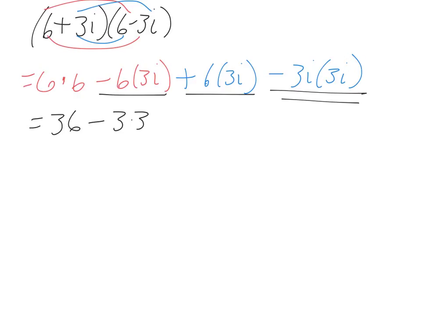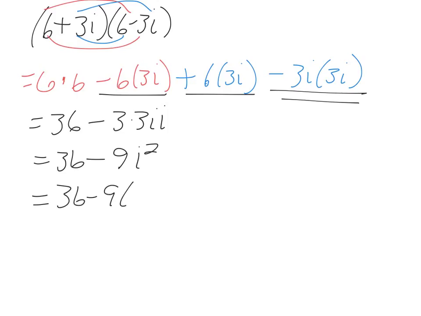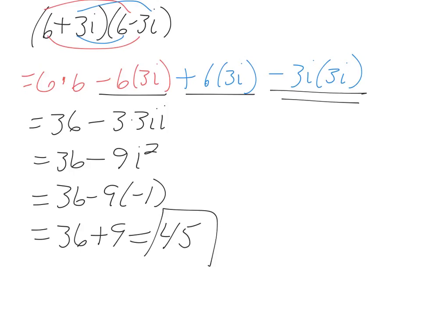Just put like terms together so you can see that it's multiplication there. So then I have 36 minus 3 times 3 is 9. i times i is i squared. Once again, I'm writing more than I really need to, just so you can see all the steps. So I have 36 minus 9, and i squared is negative 1. So I have 36, negative 9 times negative 1 is positive 9, which would be 45. So that would be my answer then.